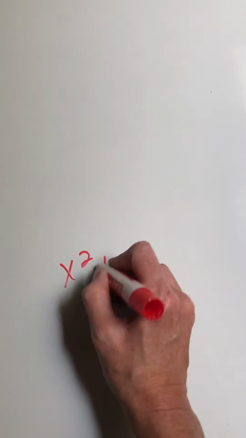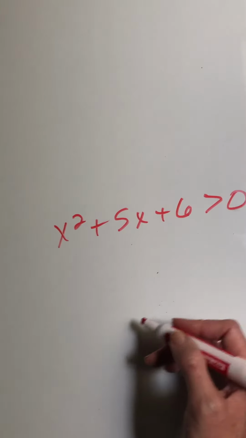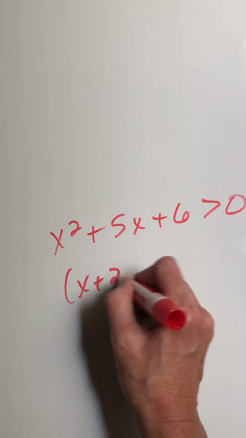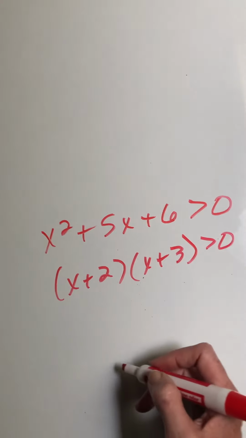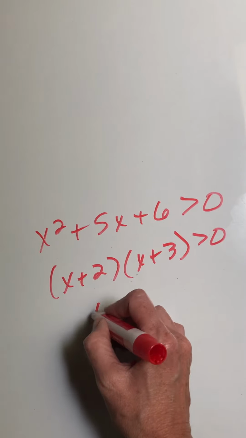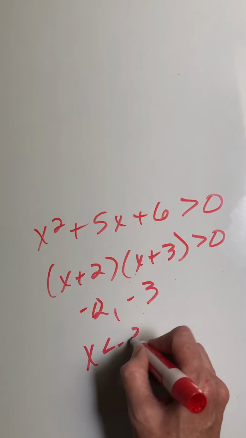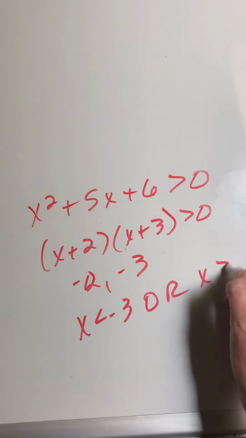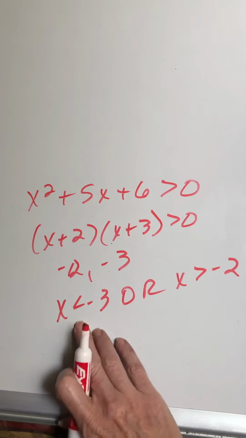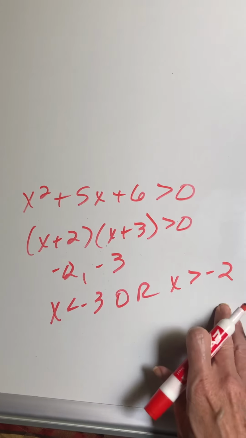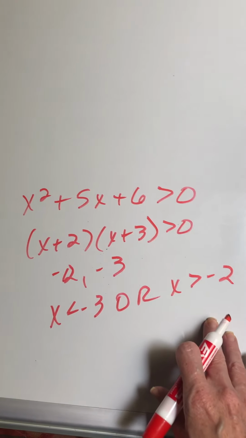Let's see a quadratic with a greater than and how that would work. A greater than would be a disjunction. You still factor it though, x plus 2, x plus 3, greater than 0. So this would be negative 2 and negative 3. Since it's a disjunction, x is less than your smaller number or x is greater than your bigger number. So x is less than your small number, x is greater than your big number. These don't have to be graphed. You just put this, okay?